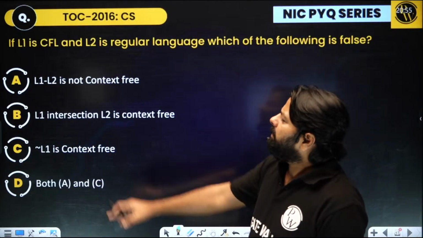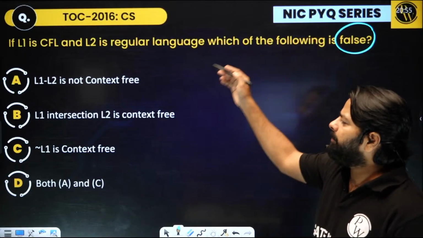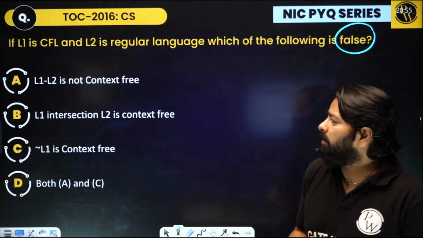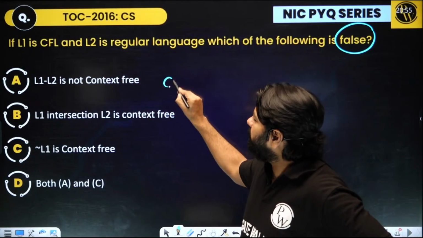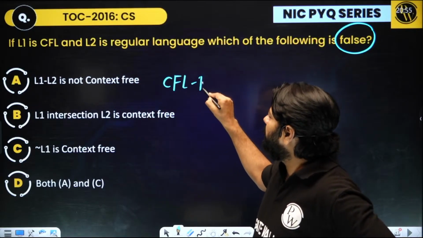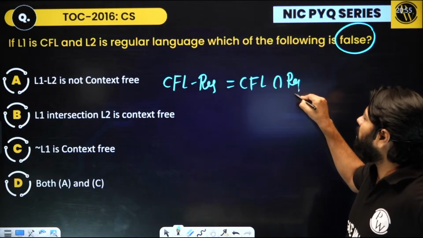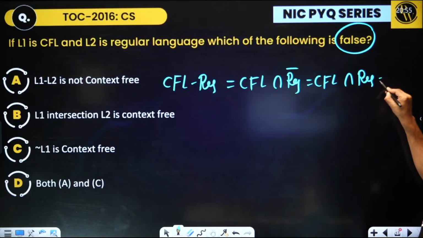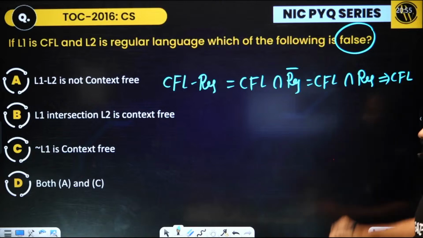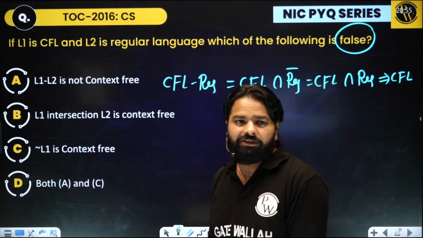Okay. If L1 is the CFL, L2 is the regular, which of the following is false? Okay, you know that if you do regular operations with the CFL, then the first one, CFL minus regular, this is fine because CFL minus regular will be CFL intersection regular complement, which will be same as CFL intersection regular. So this is the CFL, no doubt, because CFLs are closed under the union and intersection with regular languages.